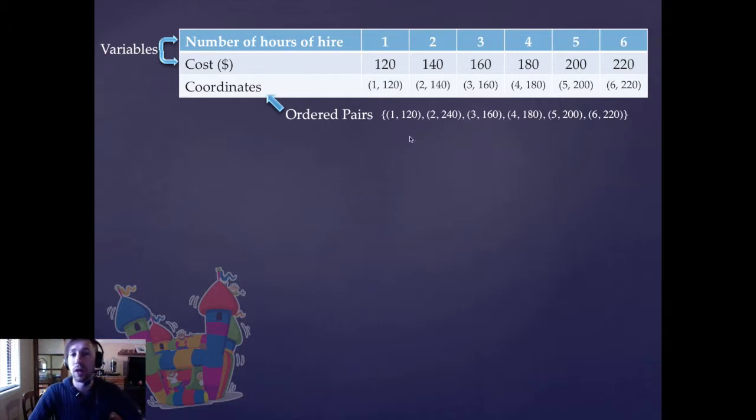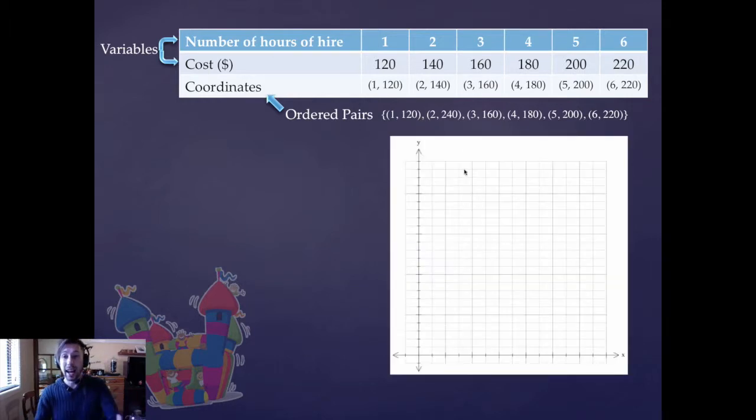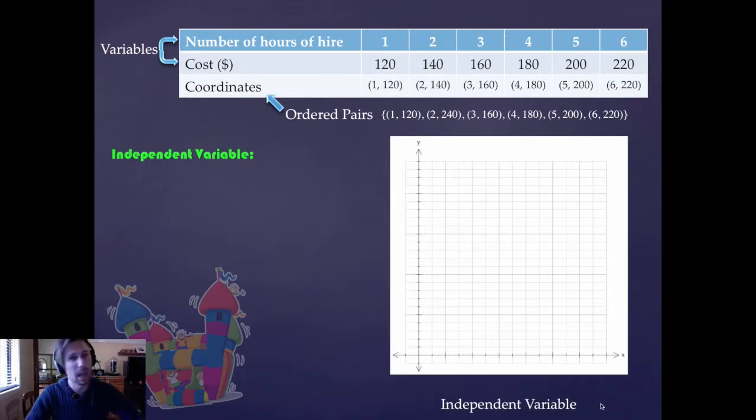Alright, so when I've got a set of ordered pairs, I can go through and plot these values as well. But of course I need to think about some other things before I just go ahead and plot them. I need to figure out which one's going to be the independent variable and which one's going to be what we call the dependent variable. Now the independent variable will always go along the x-axis every single time. So the independent variable goes here.